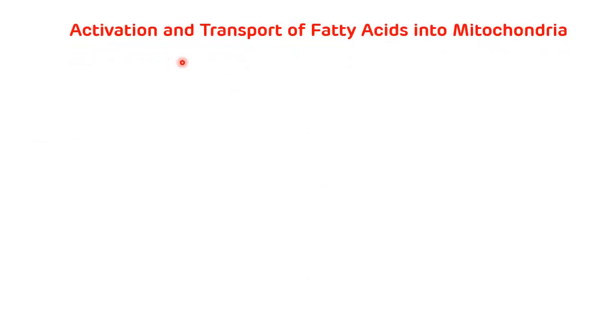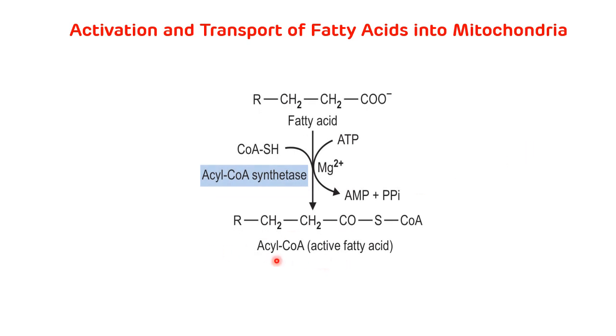Now, activation and transport of fatty acid into the mitochondria. The fatty acid which is released at the end of the lipolysis process is at the outer mitochondrial membrane. So this fatty acid has to be activated into acyl-CoA with the help of acyl-CoA synthetase enzyme, and here ATP is converted into AMP. So there is a utilization of two high energy phosphate bonds. This activation is essential for the formation of the thioester linkage in the acyl-CoA.